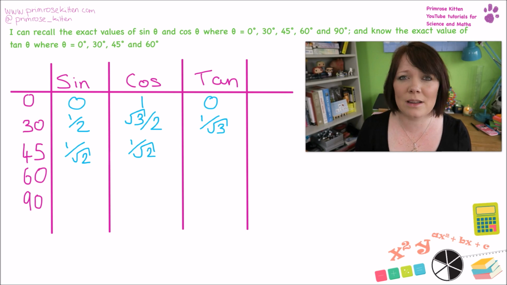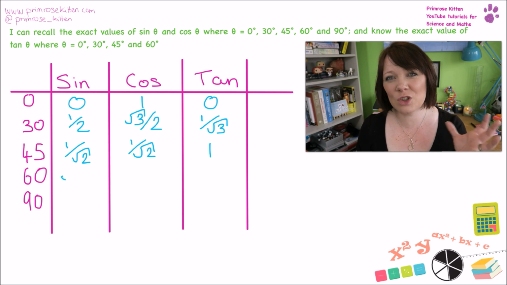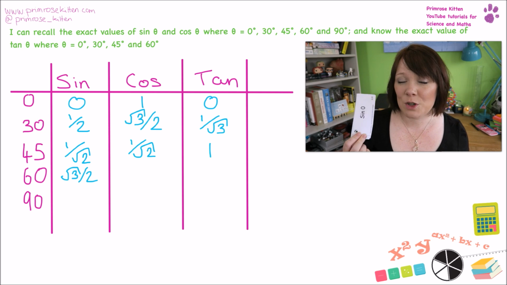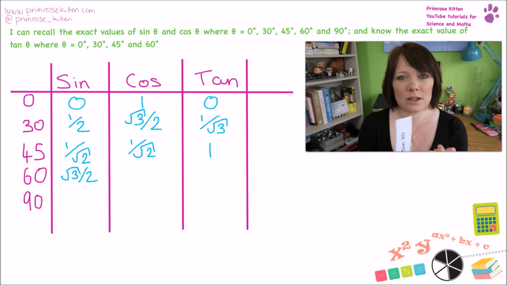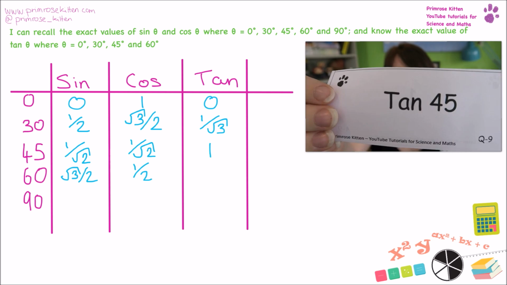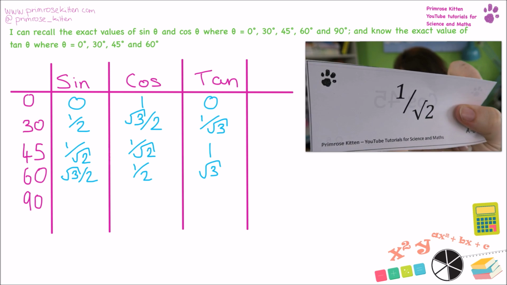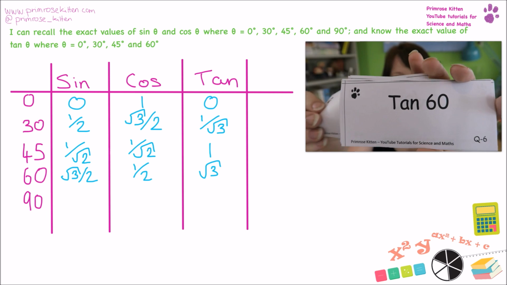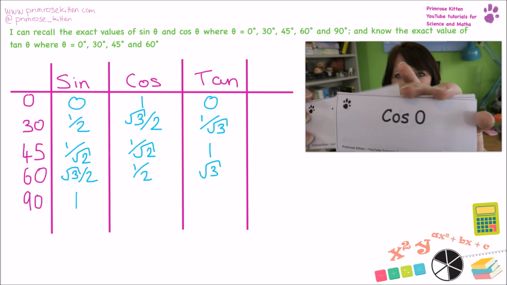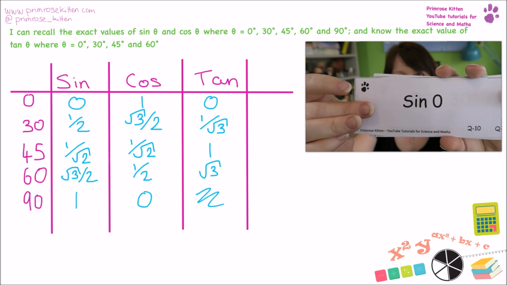root of 2, tan of 45 is 1, sine of 60 is square root of 3 over 2, cos of 60 is a half, tan of 60 is the square root of 3. Sine of 90 is 1, cos of 90 is 0, and tan of 90 you don't need to know.